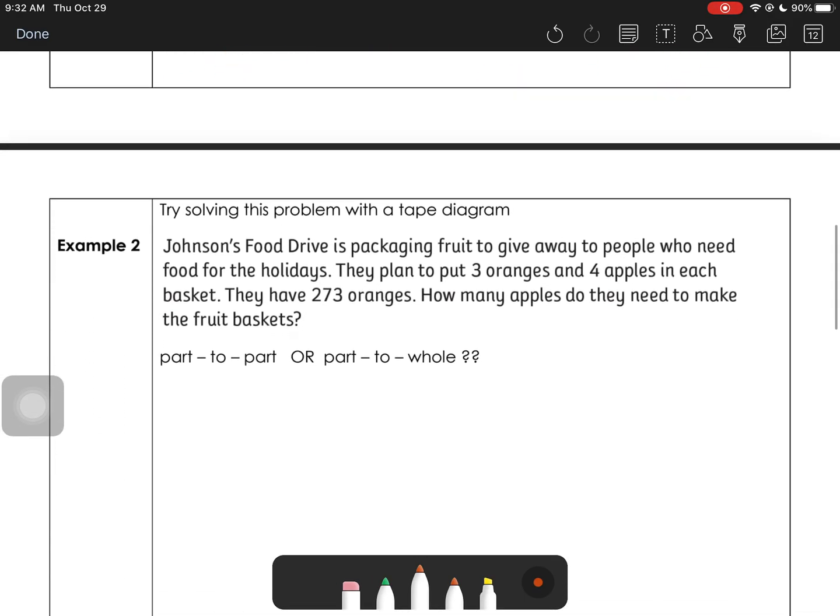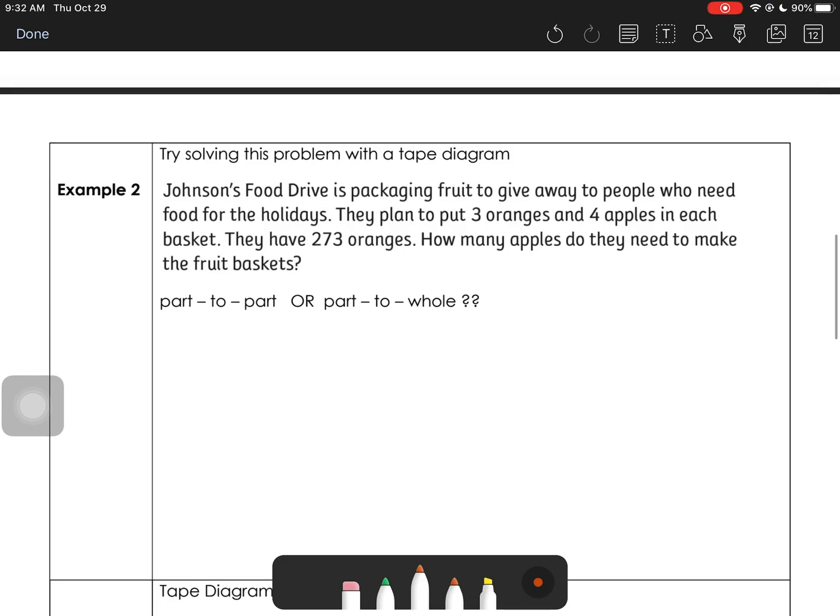Johnson's Food Drive is packaging fruit to give away to people who need food for the holidays. They plan to put 3 oranges and 4 apples in each basket. They have 273 oranges. How many apples do they need to make the fruit baskets? Since we're talking about apples and oranges, it's going to be a part to part. And it says we have 3 oranges and 4 apples. So we're going to make our tape diagram. We're going to start with oranges, and then we're going to do apples.